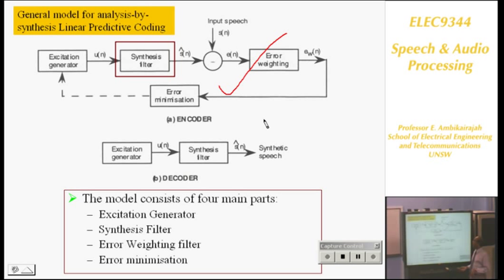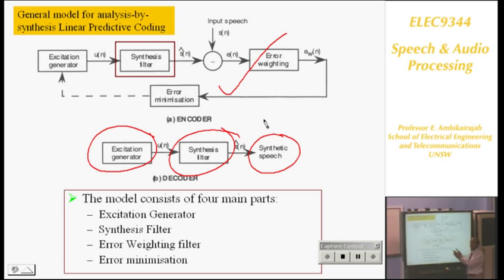And in your decoder, what happens? You have an excitation generator. All the parameters have been sent across. You have the same synthesis filter. And then you just generate and you get your synthetic speech coming out, which is of good quality.